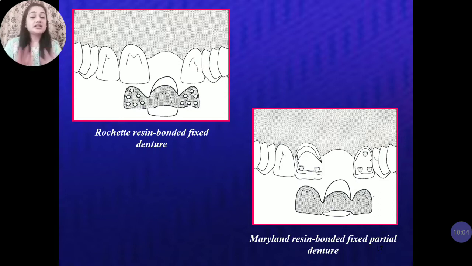So we can distinguish between Rochette bridge and Maryland bridge. In Rochette bridge, the wings of your retainer have funnel shaped perforations and they are later on treated with the silane coupling agent. In Maryland bridge, you don't have perforations to the wings of your retainer. Instead, the tissue surface of those retainers is acid etched, hence creating the microporosities and giving the adhesion.